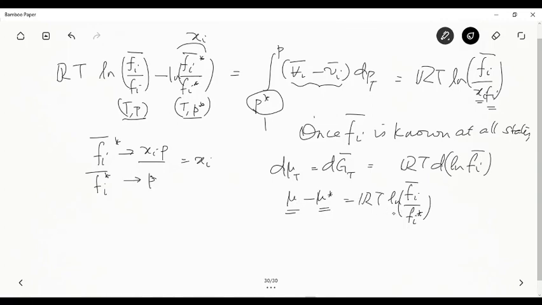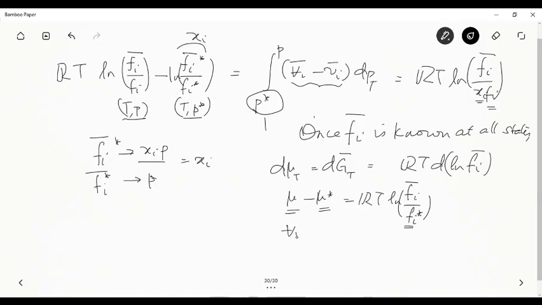So if I know this quantity, which will be something like this, this will actually be xi, then I'll be able to get mu i minus mu i star. If I can evaluate the pure substance chemical potential at the ideal gas limit, then this quantity is known. So this quantity can be obtained by just doing this. So this is the way mu i can be obtained.